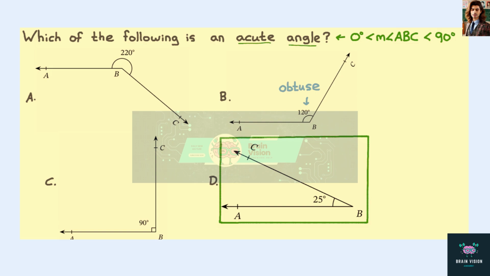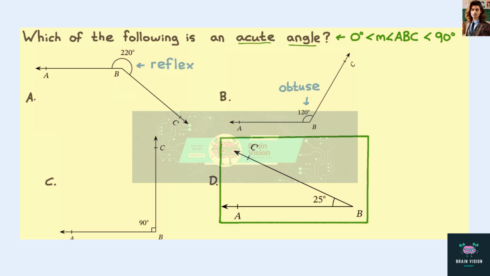We can also classify the other angles using their measures. First, we recall that angles with measure between 90 and 180 degrees are obtuse angles, so option B is an obtuse angle since its measure is 120 degrees.